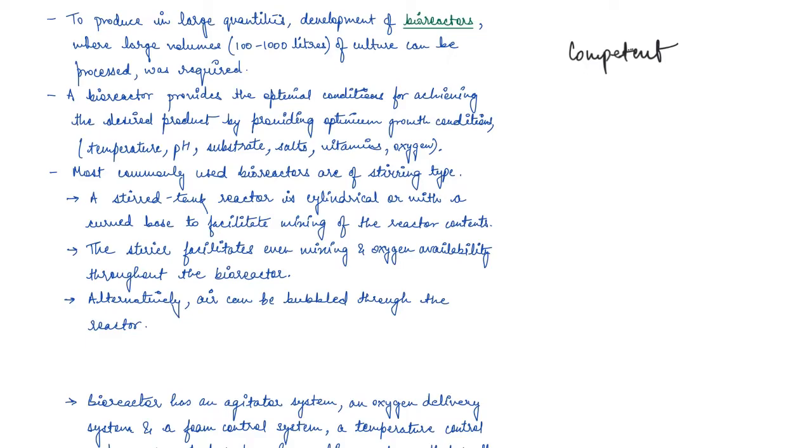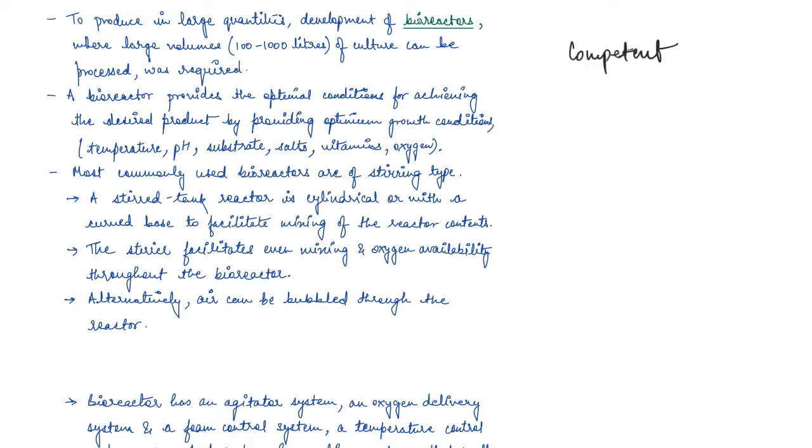Right? So the most commonly used bioreactors are the stirring type. And what happens there? A stirred tank reactor is basically a cylinder, right? It is cylindrical and it might have a curved base as well. Now, this cylinder facilitates mixing of reactor contents. There is a stirrer inside as well. This stirrer facilitates mixing of oxygen and everything available throughout the bioreactor, right? And alternatively, we have a passage through which air can be bubbled through the reactor, right?